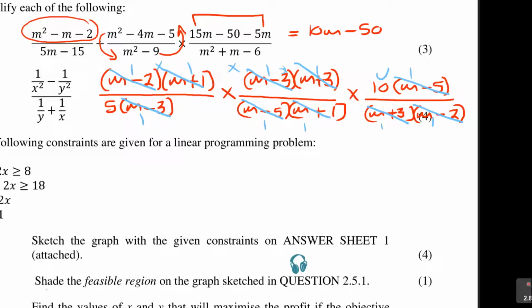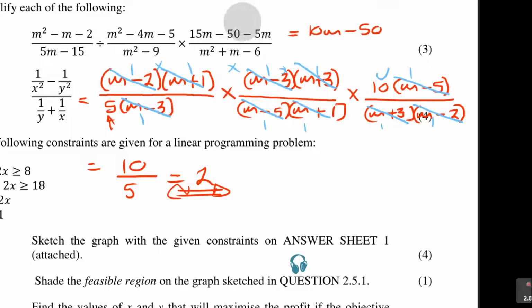So what do you have? You have equal to 10 over, you continue, there is a 5 over 5. What is 10 divided by 5? Which is equal to 2. This answer just simply gives me 2. But you can test this. You can test if your answer is correct.